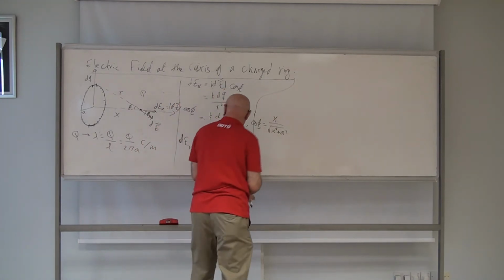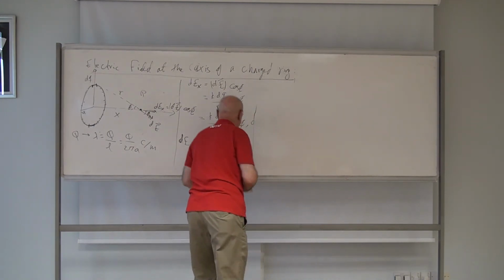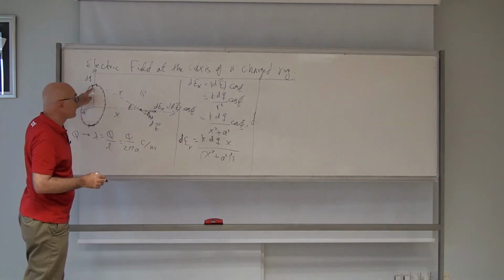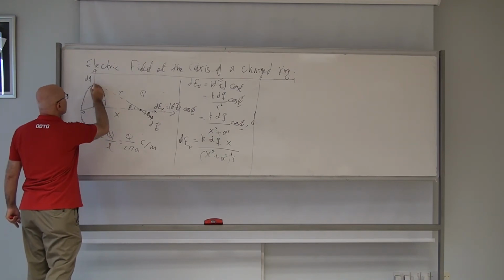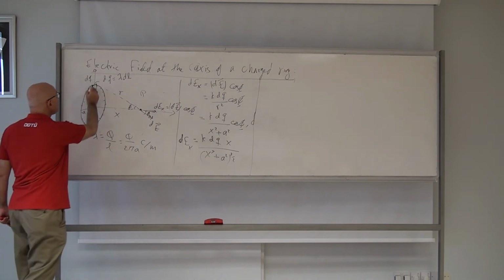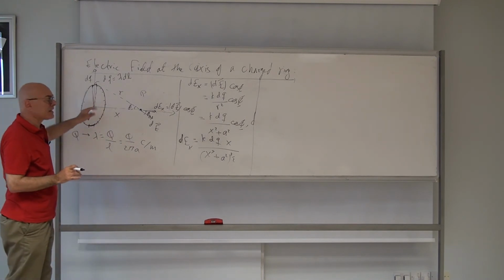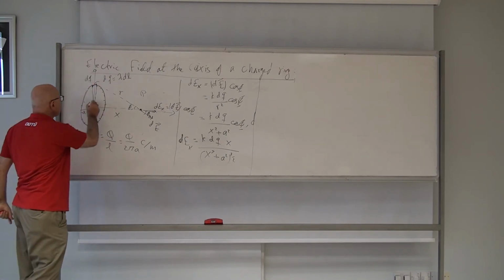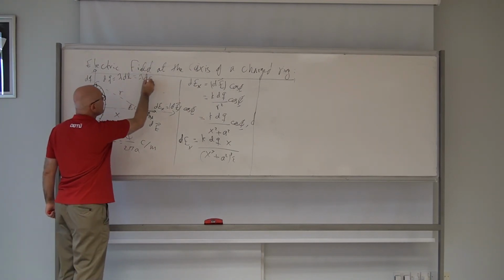For this purpose, let me remove this. I note that dq here, what is dq? If you look at the ring here, this dq is, as usual, the general expression lambda dl. What is dl? It is the infinitesimal length over which dq is distributed. But what is this here? In this particular example, it is an arc, that is ds. Okay, so this is equal to lambda ds.